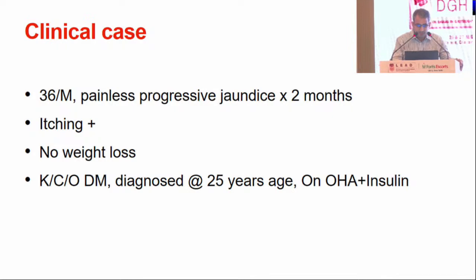Straight to the case. Look at the age, a 36-year-old male patient. I saw this gentleman last year. He came with painless progressive jaundice of 2 months duration. He had significant itching. There was no weight loss. He was diagnosed with diabetes at the age of 25 years. For the last 11 years, the patient was on OHA and insulin. The sugar was reasonably controlled.